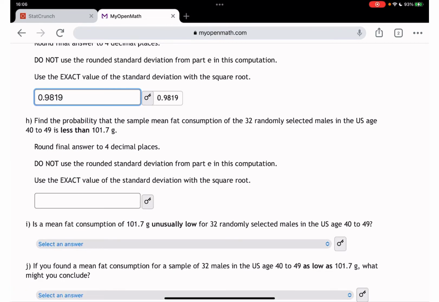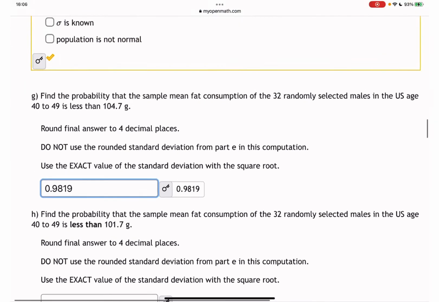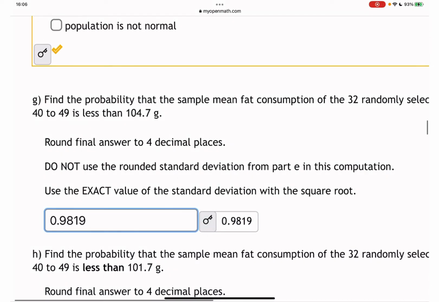One thing I want to invite your attention to: question G says less than 104.7. If it's less than, then whatever value we get for the z-score, that's the probability answer. If it were more than, then on the calculator you would choose more than, or if you use the table, you would subtract the result from one. Okay?